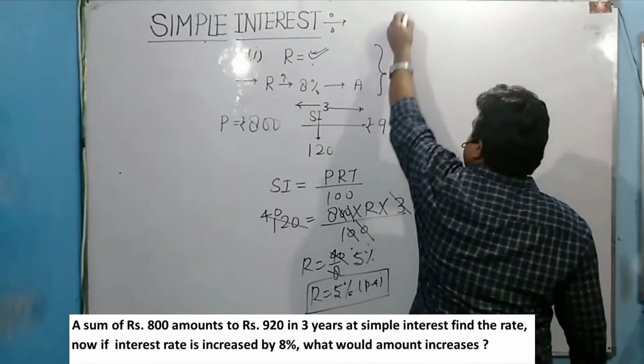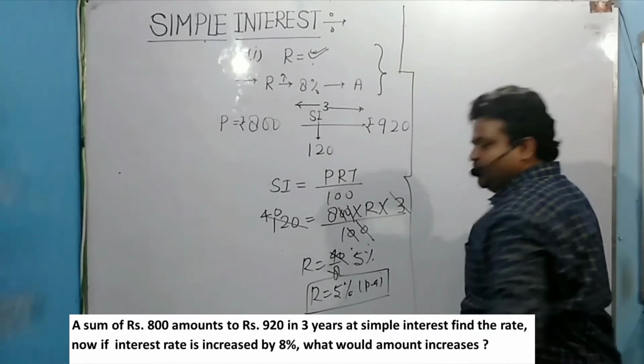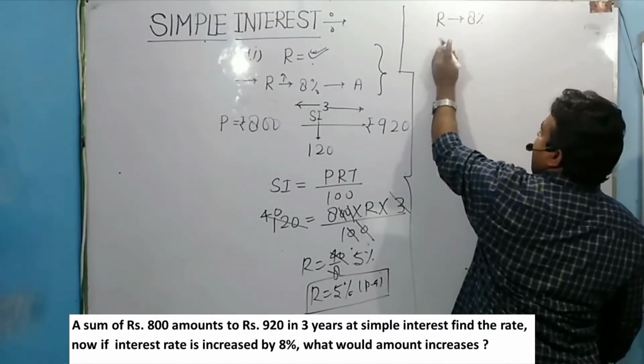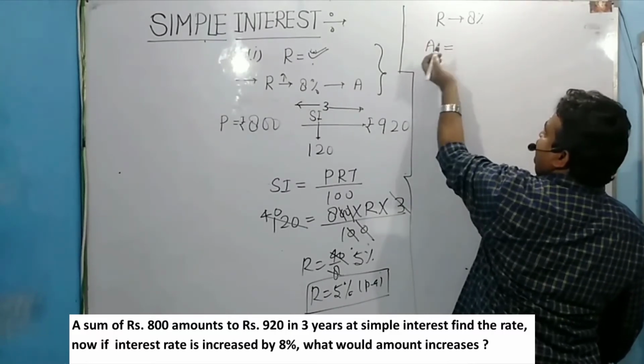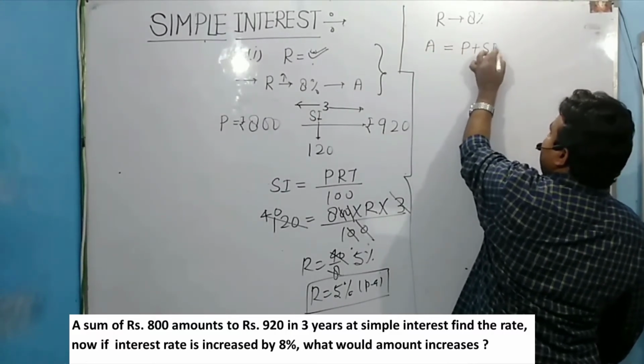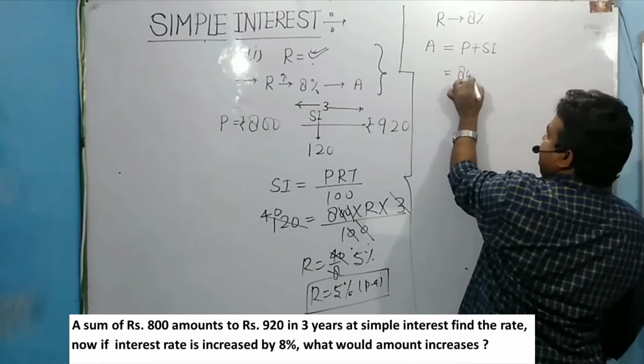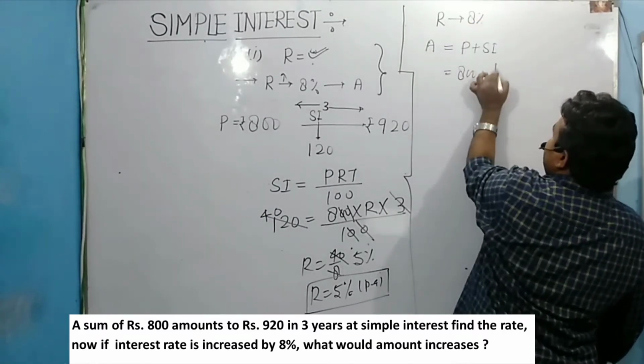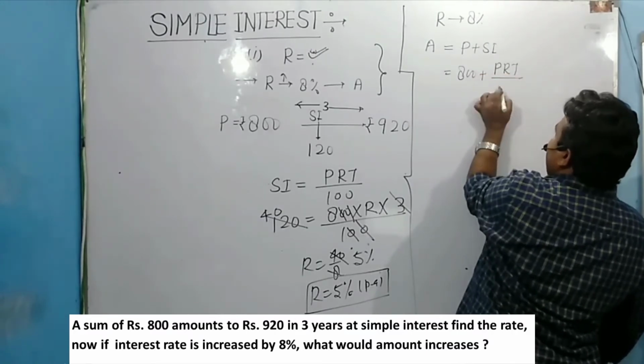Now, what is my second part? In the second part, the question says if the rate increases up to 8%, then what is your amount? So our amount is what? P plus simple interest. What is your P value? P value is 800. What is simple interest at this percent rate for the same year? So PRT divided by 100.